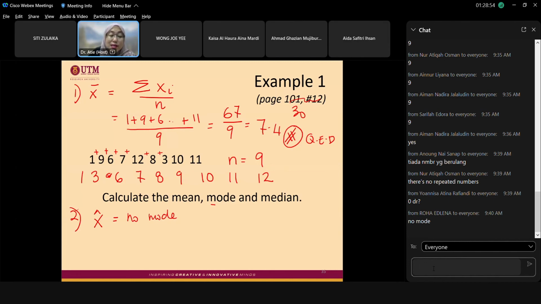Zian, do you understand? Yes, tutor. Okay, good. Right. So number 3, to find the median.